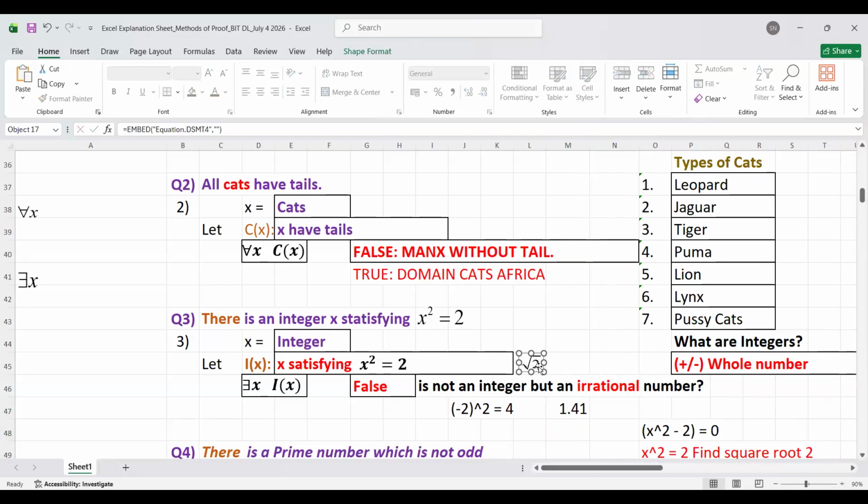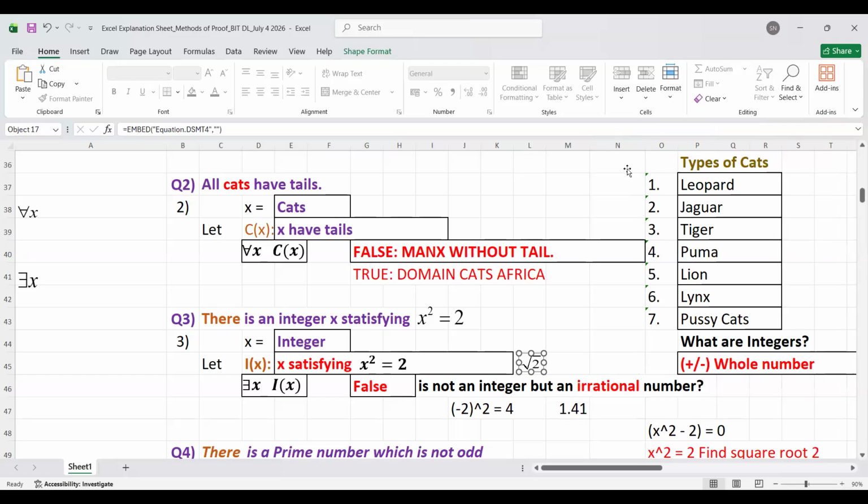Obviously, it's not an integer, isn't it? It's not a whole number. Integers are whole numbers. So what type of number is square root of 2? Yes, a decimal, but it has a family name. What type of decimal? Irrational. Okay, so you say it is false because square root of 2 is not an integer, but an irrational number. That is why this statement is false.